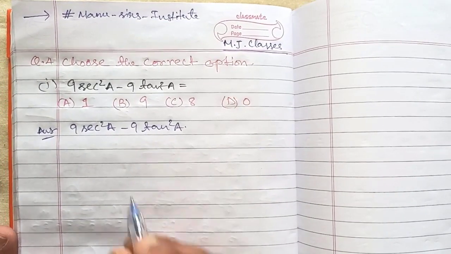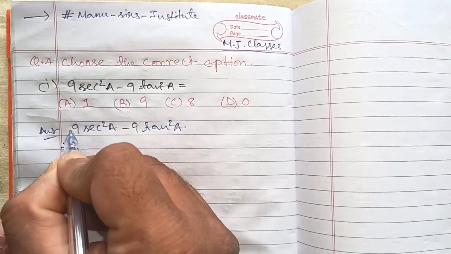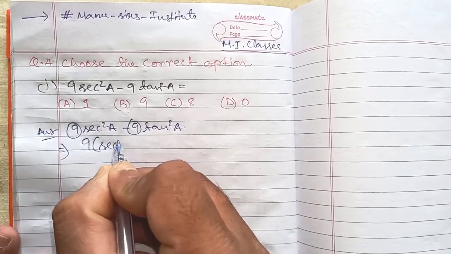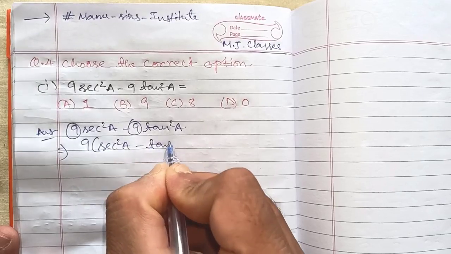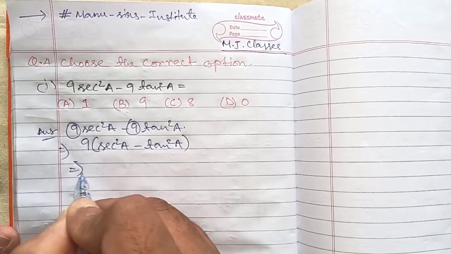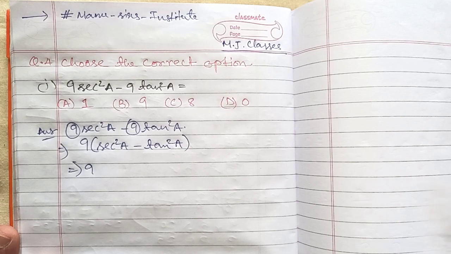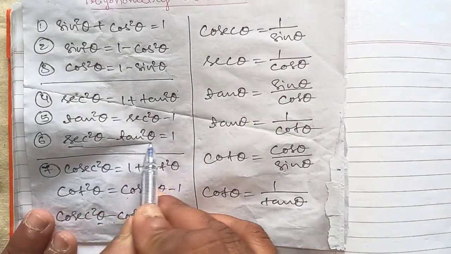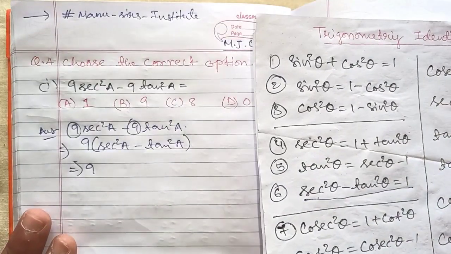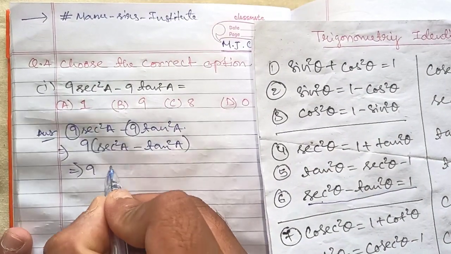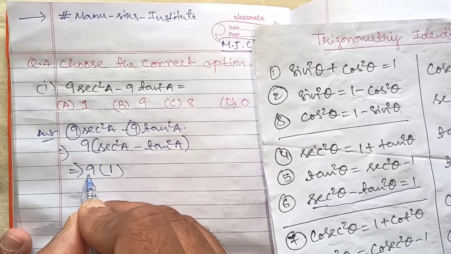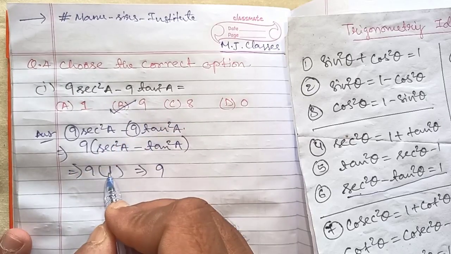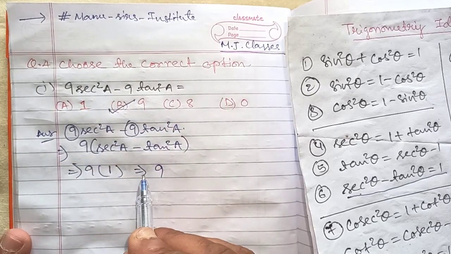What is common between these two? 9 is common. Both are having 9, so I will take it outside. So we will get sec square A minus tan square A. Now, what is the formula for sec square A minus tan square A? We have the formulas here. Sec square A minus tan square A is 1. So in place of them you write 1. 9 into 1 is 9. So which one is the correct answer? B is the correct answer. So by solving we got 9 as the answer.